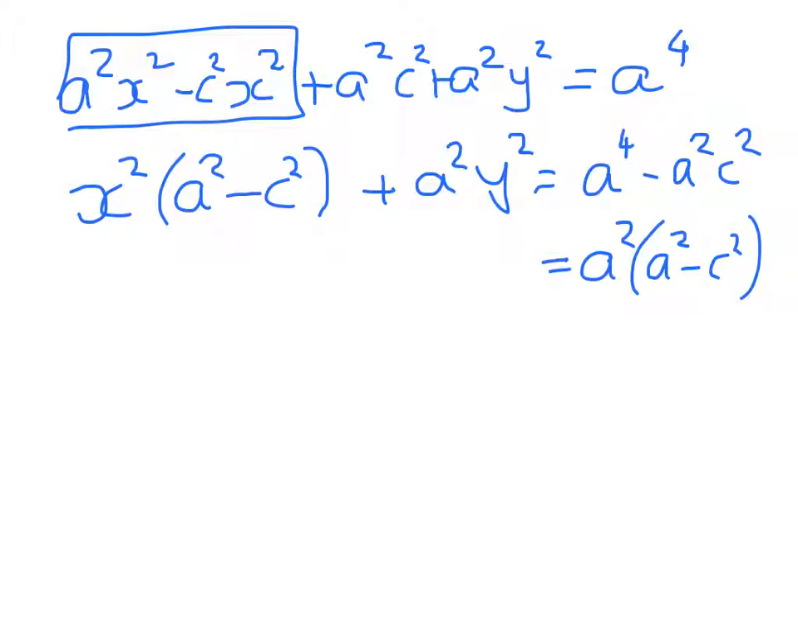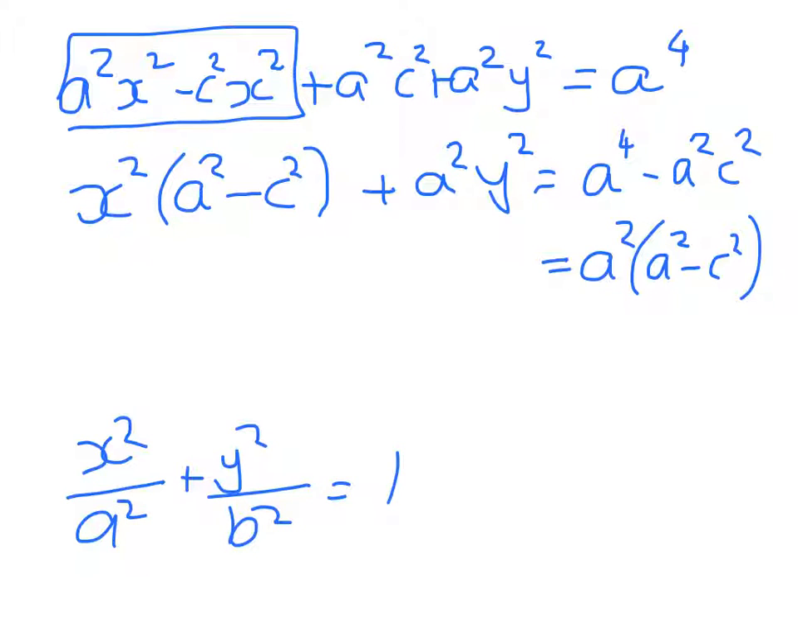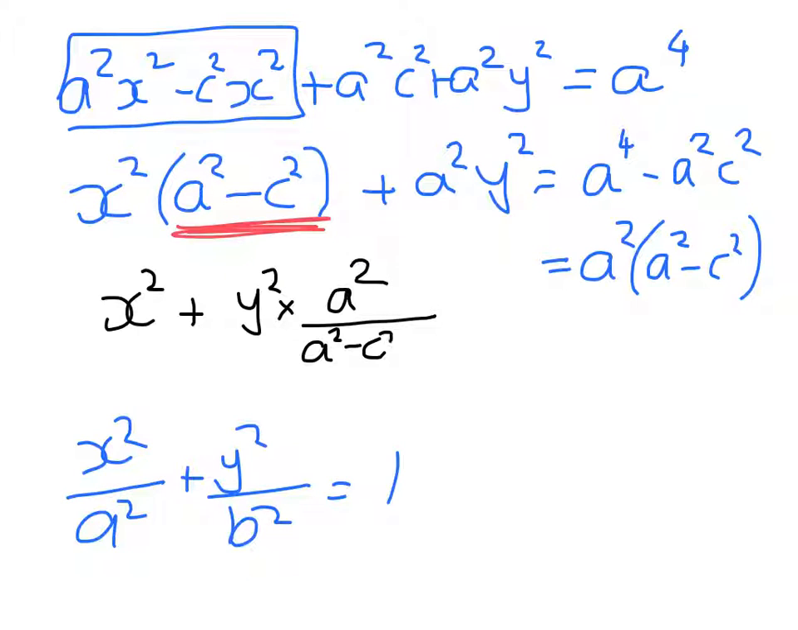So believe it or not, we're nearly there. Think about where we're going. We want to get to x squared over a squared plus y squared over b squared equals 1. Now obviously there's no b squareds anywhere, so that's going to be something that we define very near the end. But for now, the first thing we might do is divide both sides through by a squared minus c squared. So that's going to give me x squared plus y squared times a squared over a squared minus c squared, and that equals a squared.